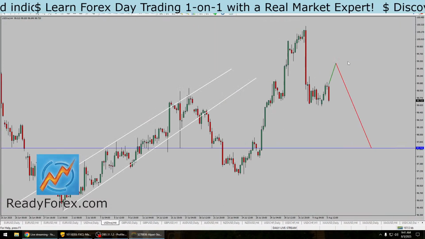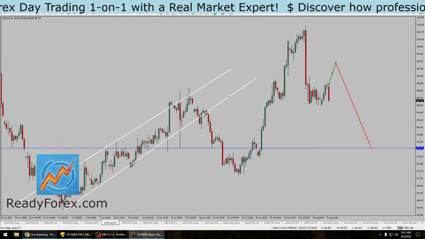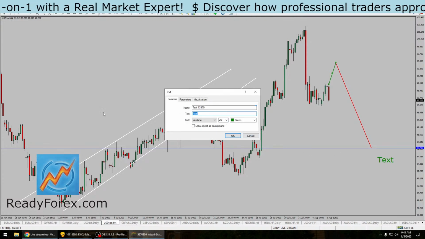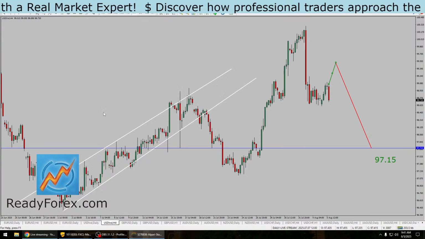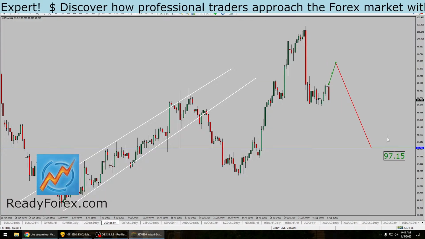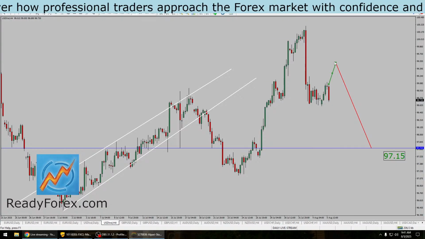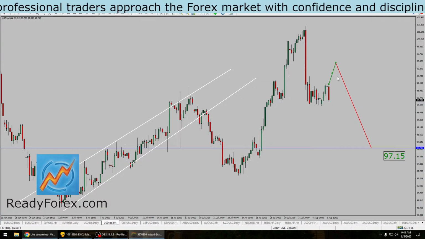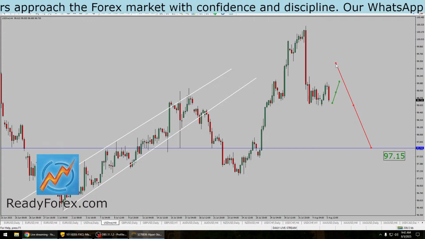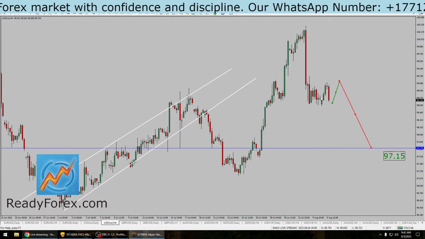Okay, so what I mean by that is the market is probably going to drop, and this is the level, 97.15. This is the level which the market is probably going to test. I was expecting a deeper pullback in US dollar index. We did not get such a deeper pullback. That's fine, but it's quite possible that the market could start the decline from this current sideways price action.